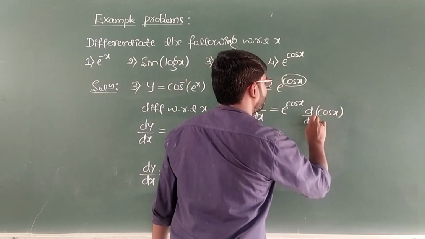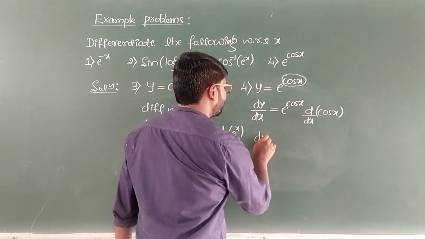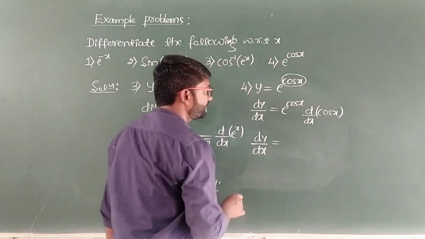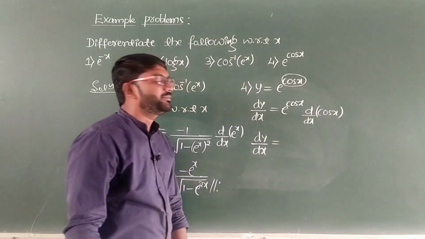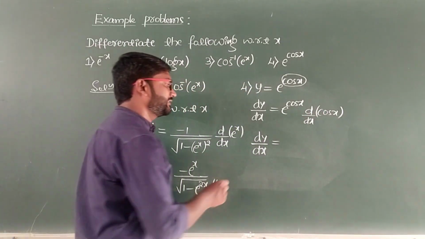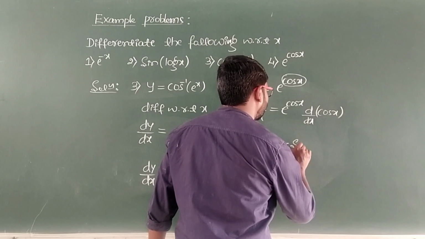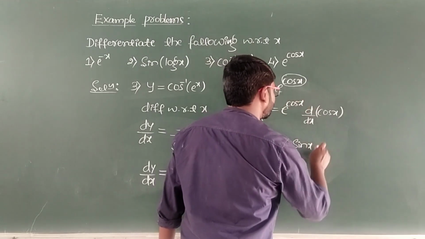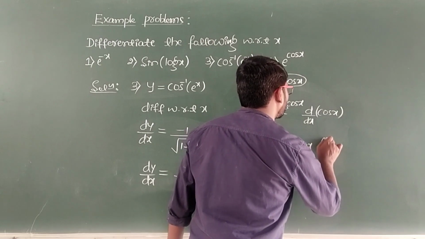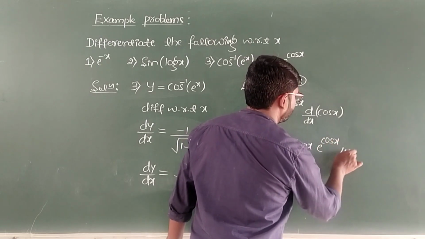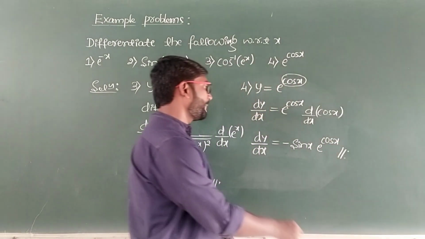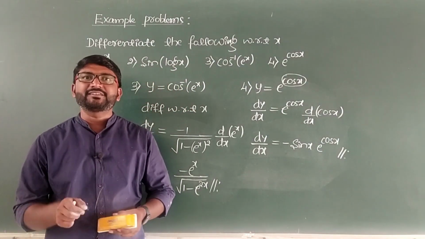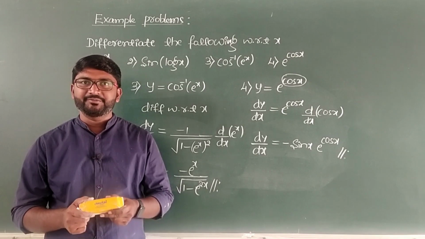So now in the next step we get dy by dx, which is equal to, what is the derivative of cos x? It will be minus sin x. So I will write that in the beginning, minus sin x, and write this as it is now, into e power cos x. So this is all about question number 4. With this we have completed all the example problems. In the next class I will be discussing exercise 5.4. Thank you.